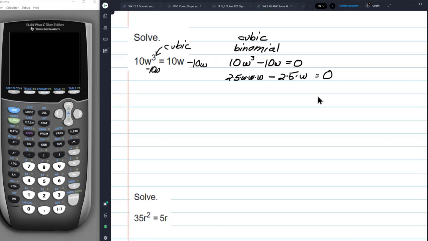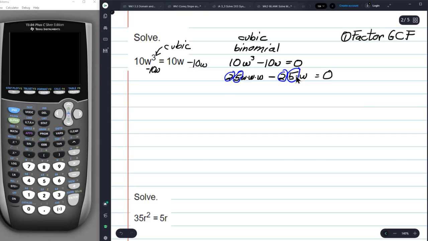The first thing that we have to do to this is factor. Step one is factor out the greatest common factor. We cut it short, GCF, greatest common factor. And here's what it is. Both of these terms have a 2. Both of these terms have a 5. Both of these terms have a W. And that's it. The GCF is 2 times 5, that's 10, times W.